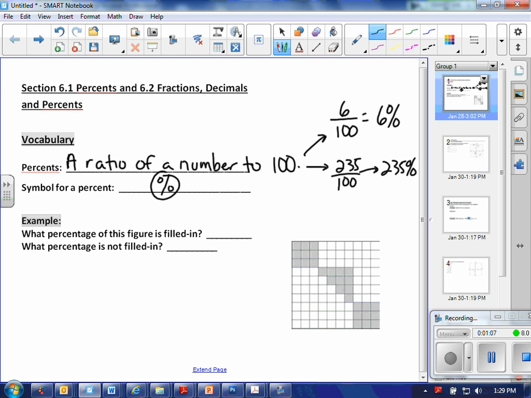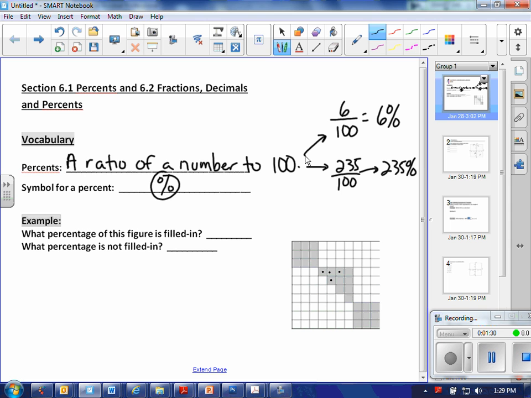If you notice, we have a figure here. It says what percentage of this figure is filled in. Well, this is a grid that has 100 squares in it, so it's something out of 100. So what you need to do is you just need to count the shaded squares, the ones that are filled in.